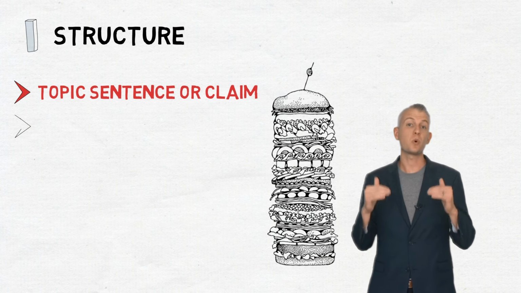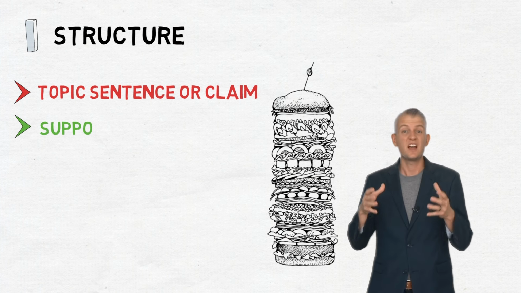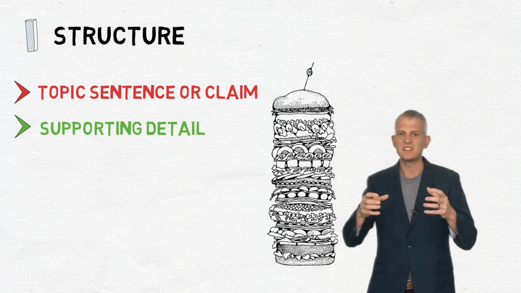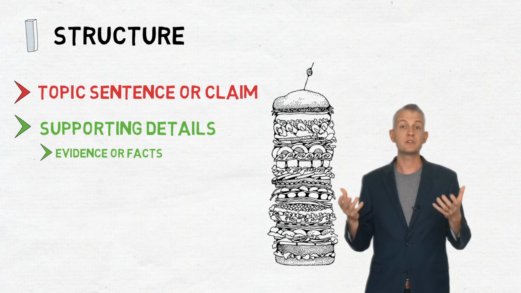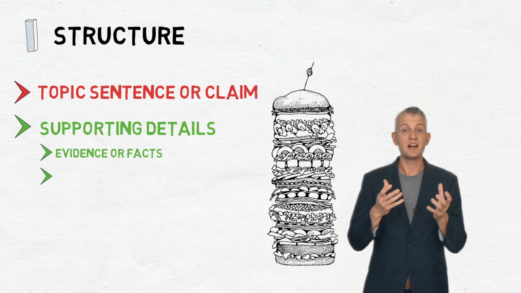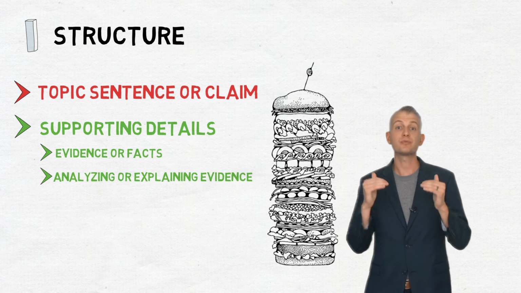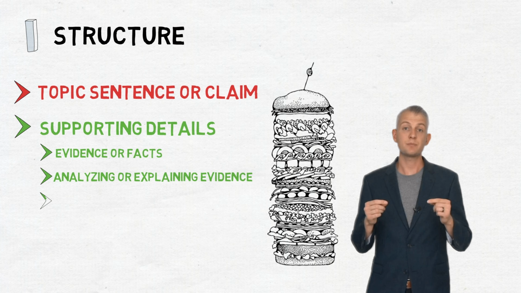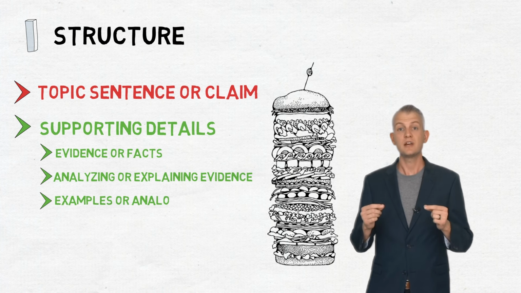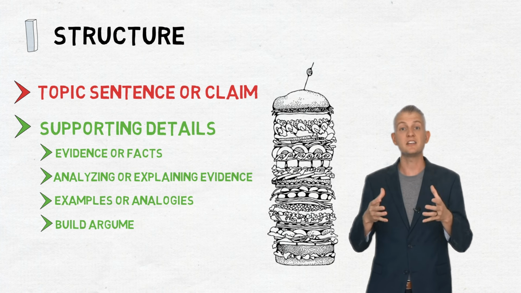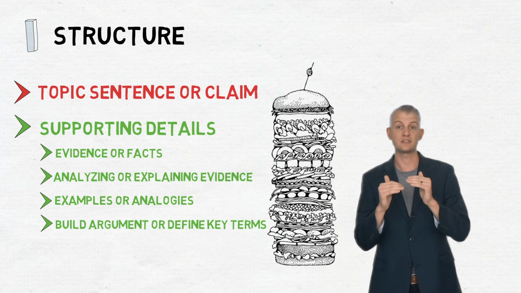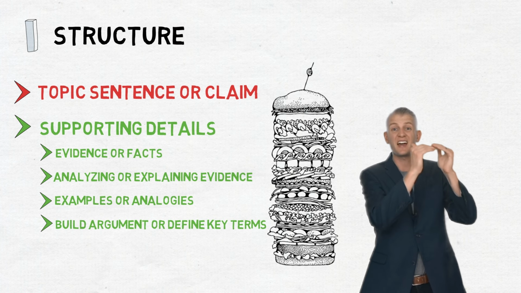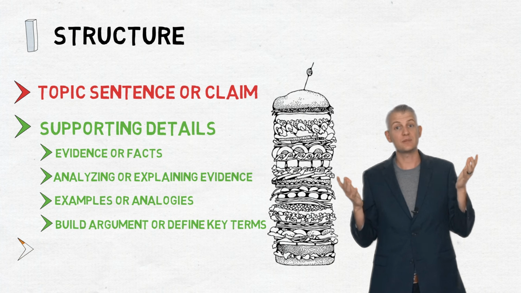Second, we have supporting details. And in the hamburger, this is like the good stuff, the meat, the sauces, the veggies. This could be evidence from an article or facts from research. It could be where you then analyze and explain how the evidence proves your main idea. This could be examples or analogies that you use to help the reader visualize your main points. It could also be where you define key words. Each supporting detail backs up and defends your topic sentence, which supports your thesis, and then that answers your question. You see the pattern here?